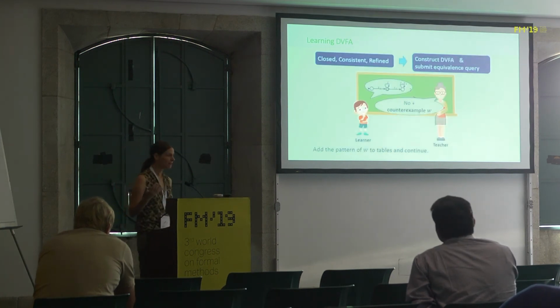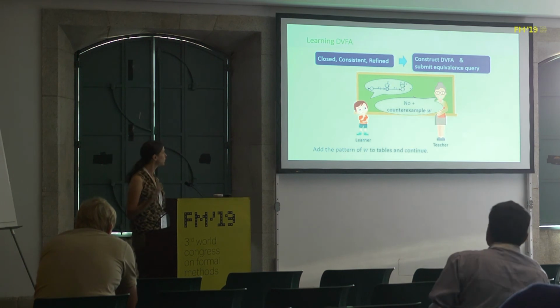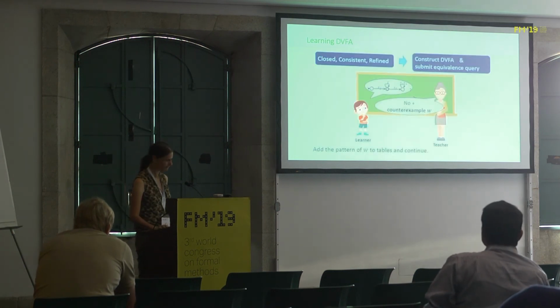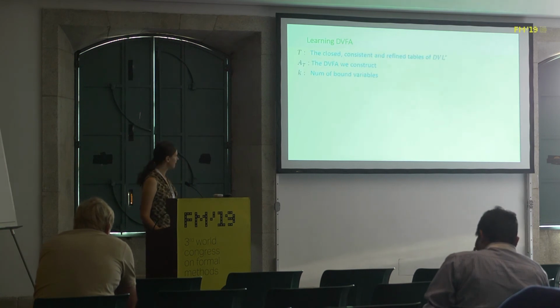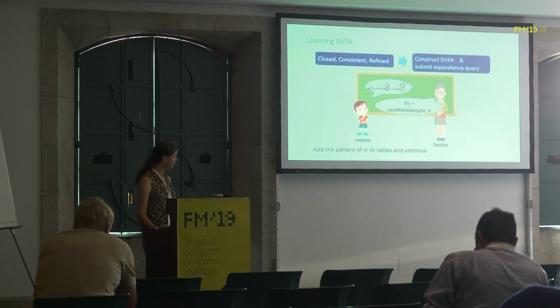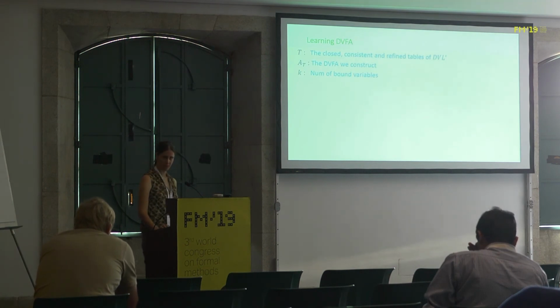Okay, so once we have a table that fulfills all properties of closed, consistent, and refined, we can construct the DVFA as we have described earlier and submit an equivalence query. And if the teacher answers no, that's not the variable automaton that I had in mind, then we can update the tables and continue. We add the counterexample that the teacher returned and continue the algorithm. Otherwise, if the teacher returns yes, we are happy, we have found the automaton that we were seeking.